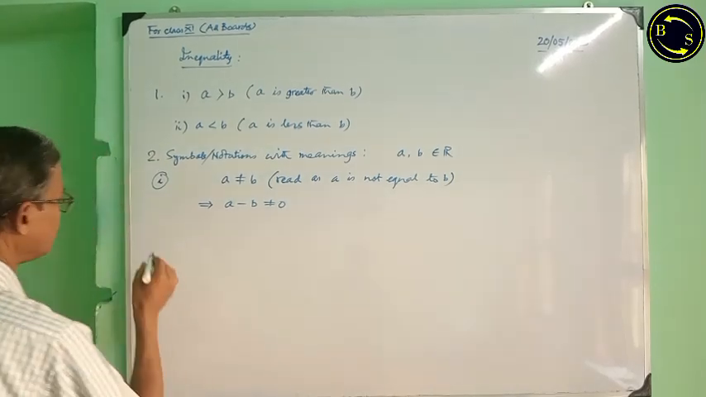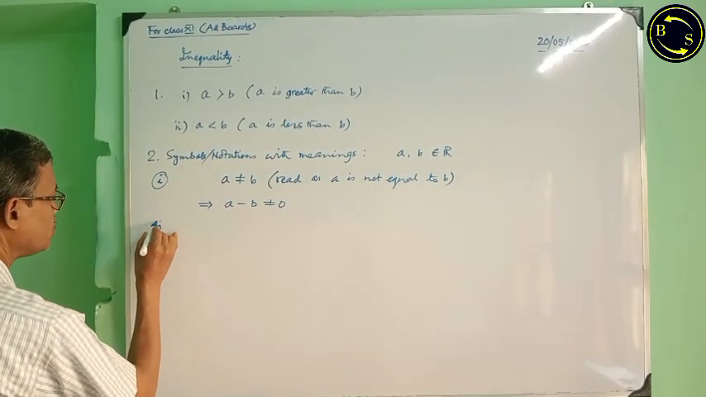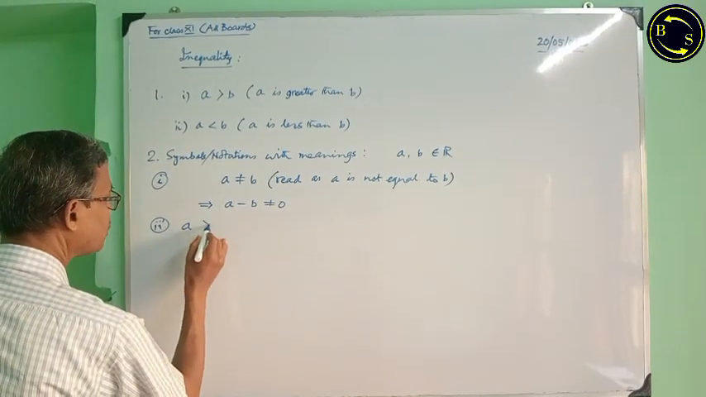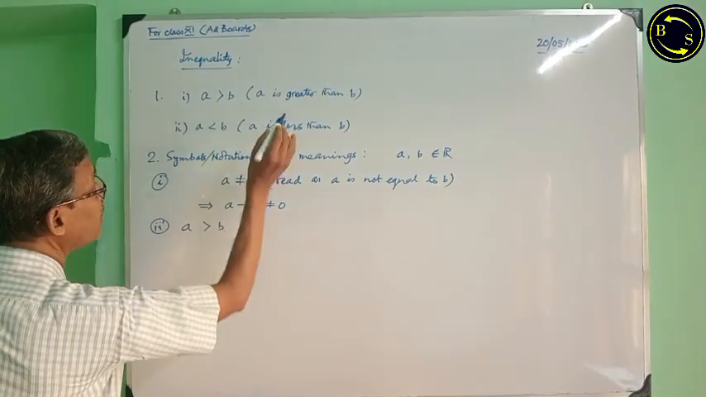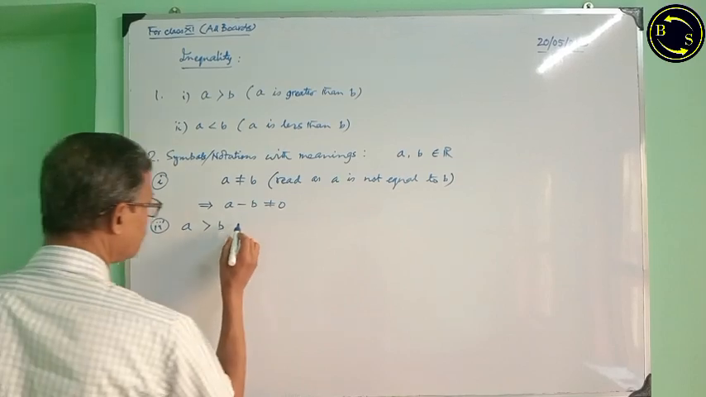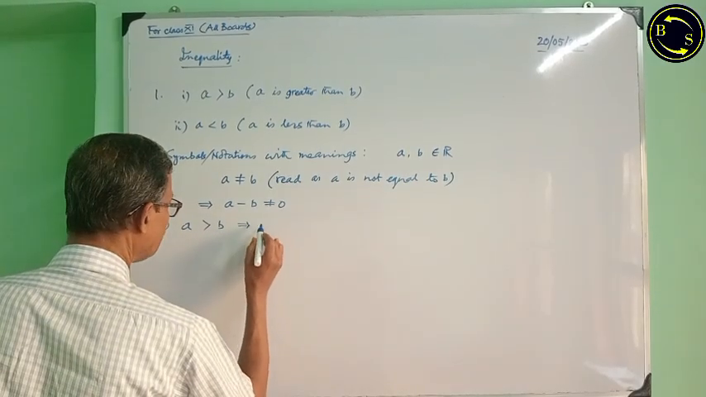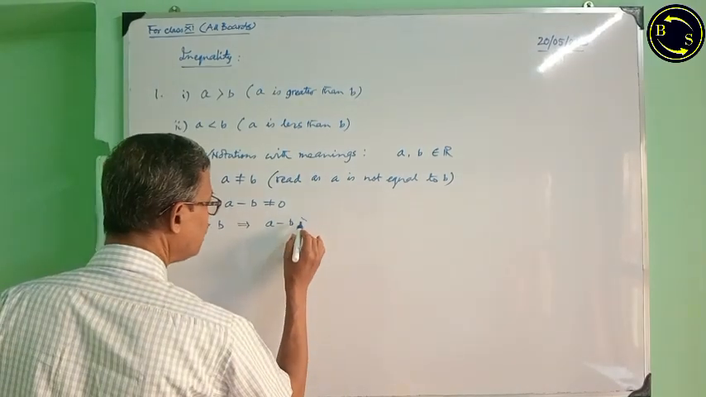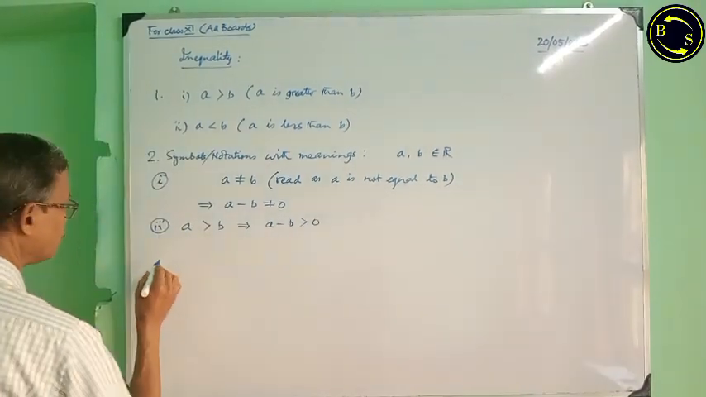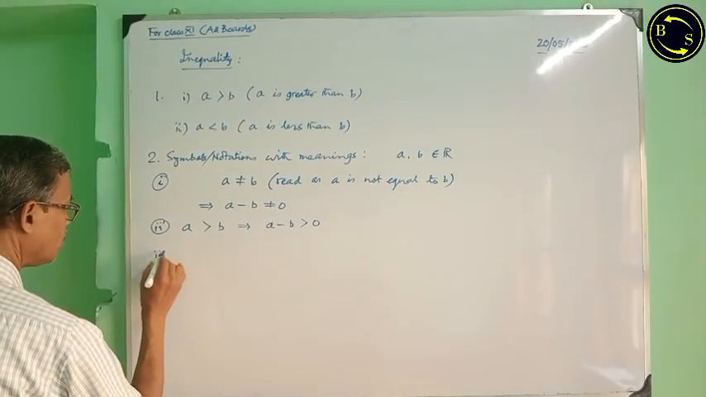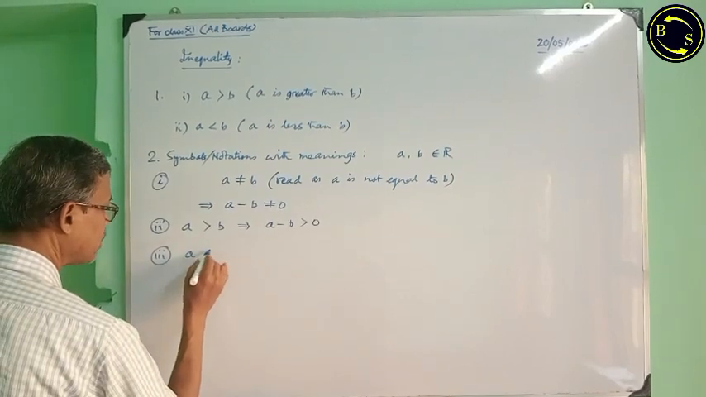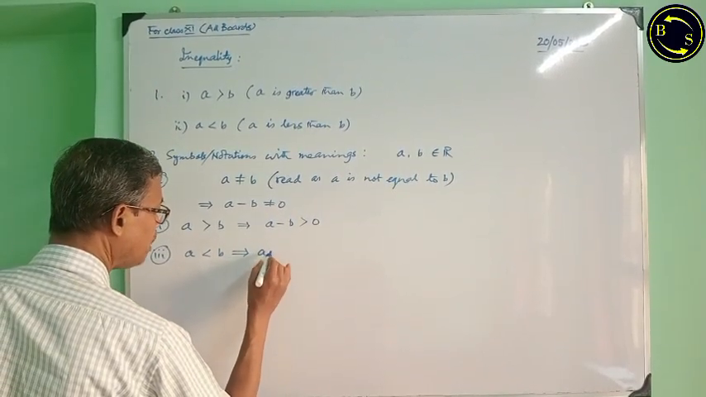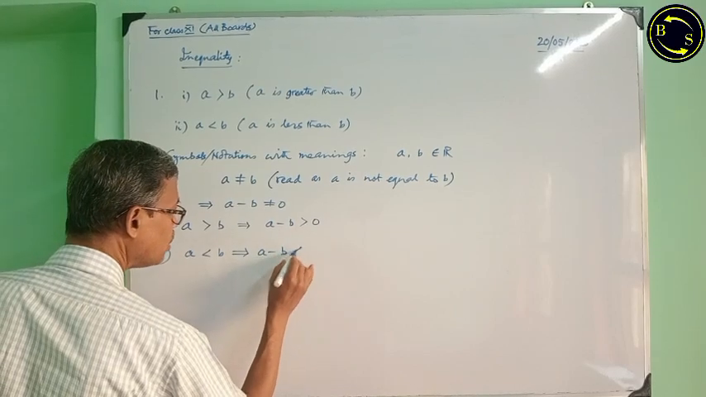Next we consider A greater than B, which I have already mentioned. The meaning is that the difference of A and B, that is A minus B, is greater than 0. A less than B: A minus B is less than 0.